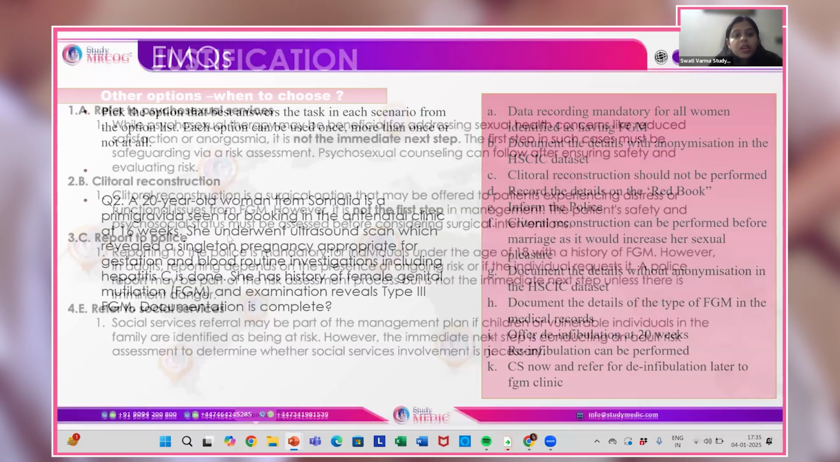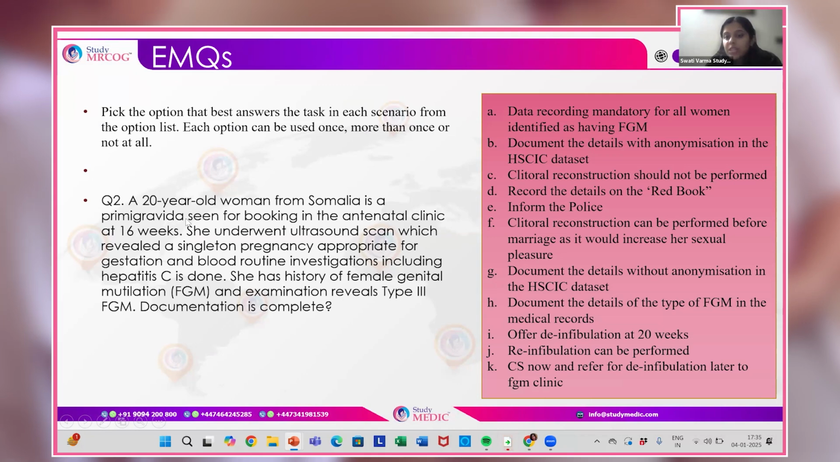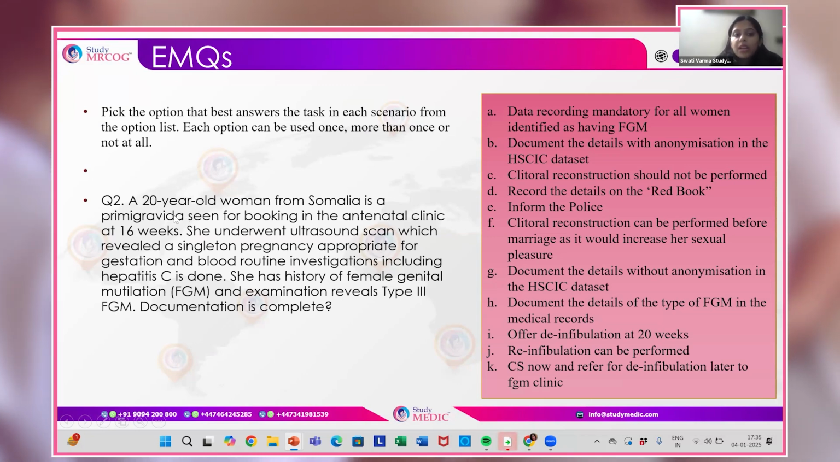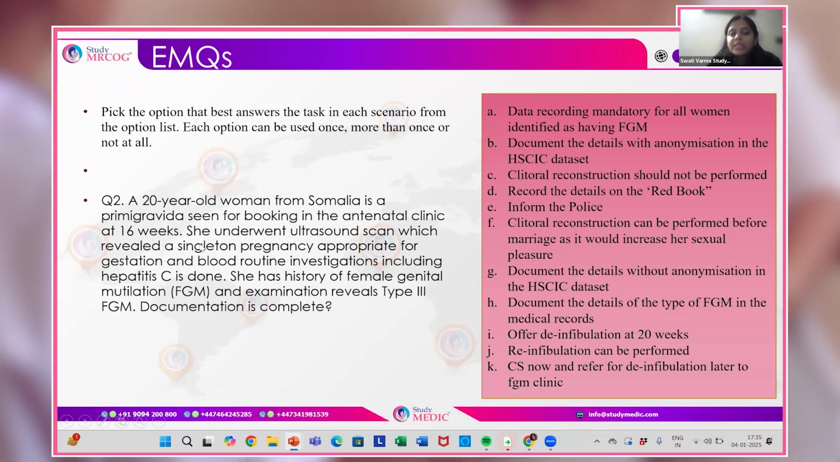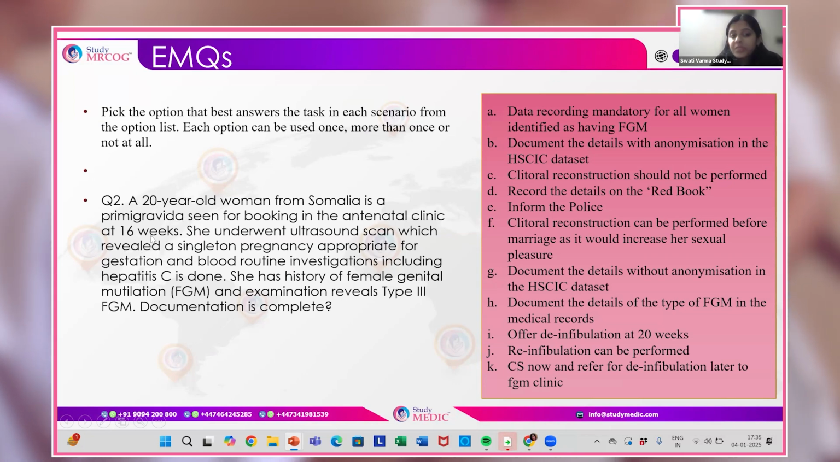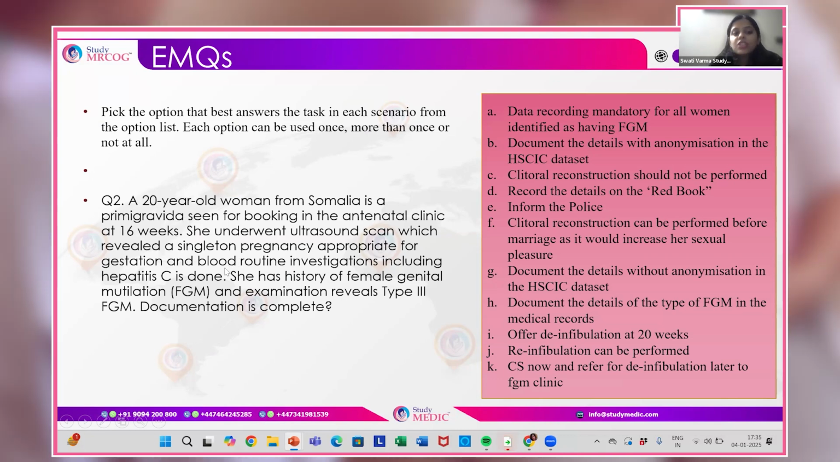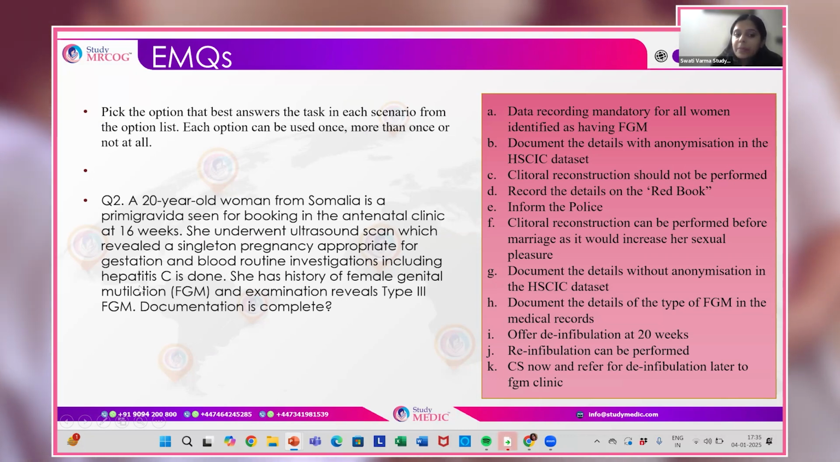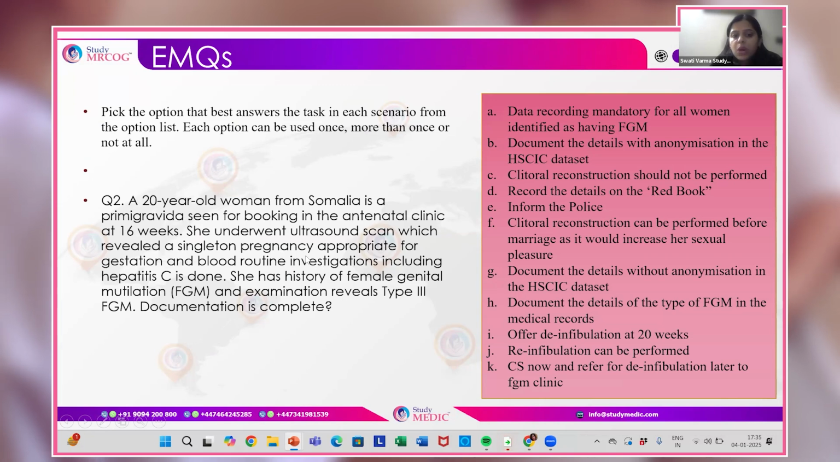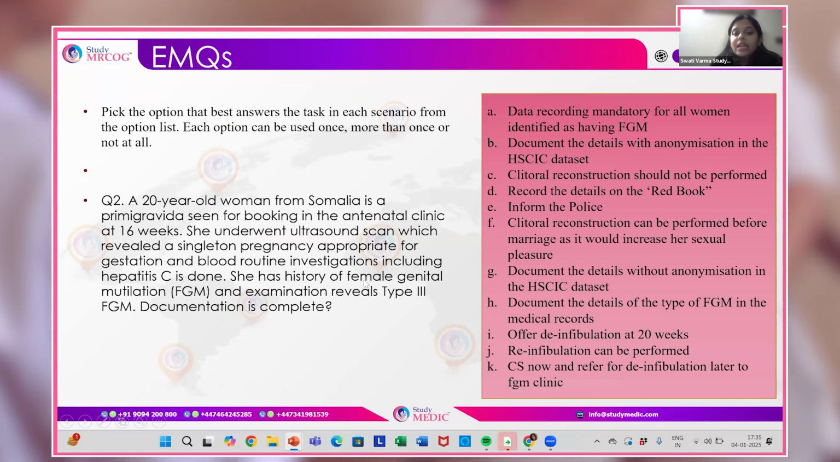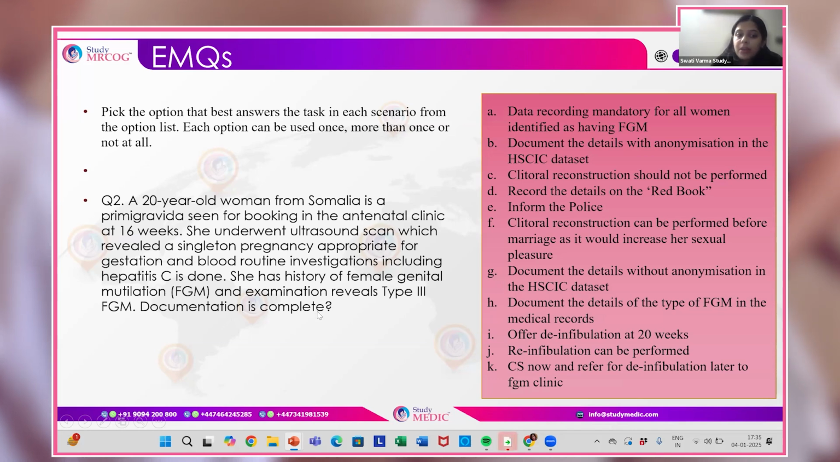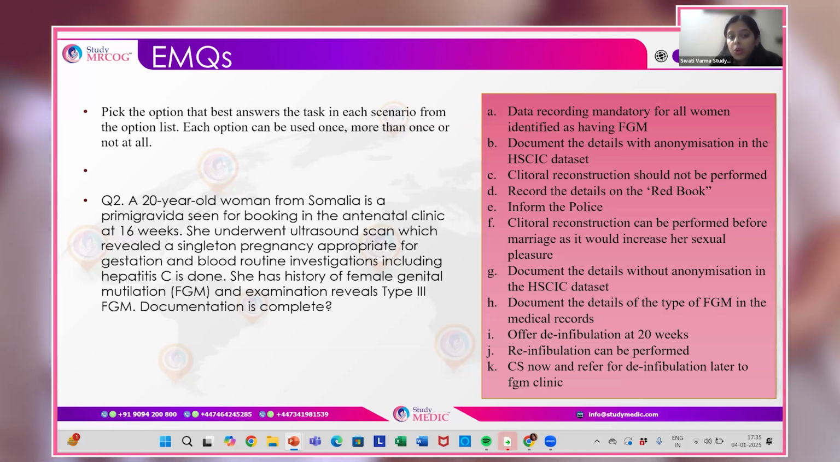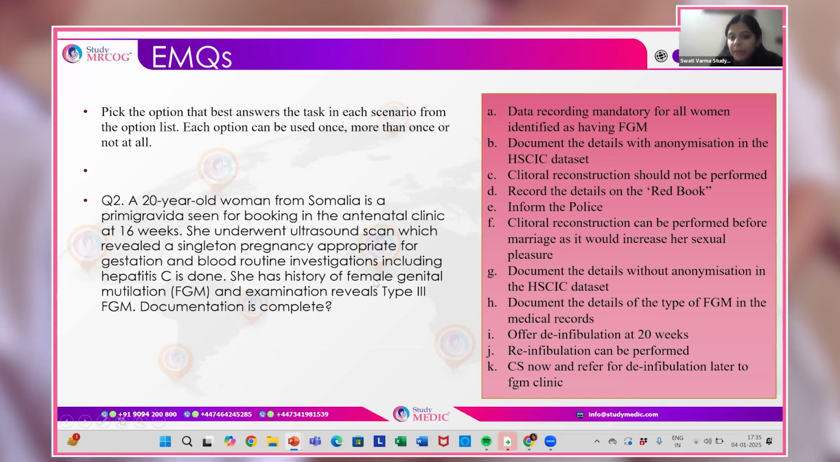Coming to the next question with the same set of options, a 20-year-old from Somalia, a primi, is seen for booking in antenatal clinic at 16 weeks. She underwent ultrasound which revealed a singleton, appropriate for gestation; routine blood investigations were done, hepatitis C is also done. Now, she has history of FGM and examination is revealing type 3 FGM, that is, needing de-infibulation. Documentation is complete. Now next, what to do? She is 16 weeks. Documentation is complete.